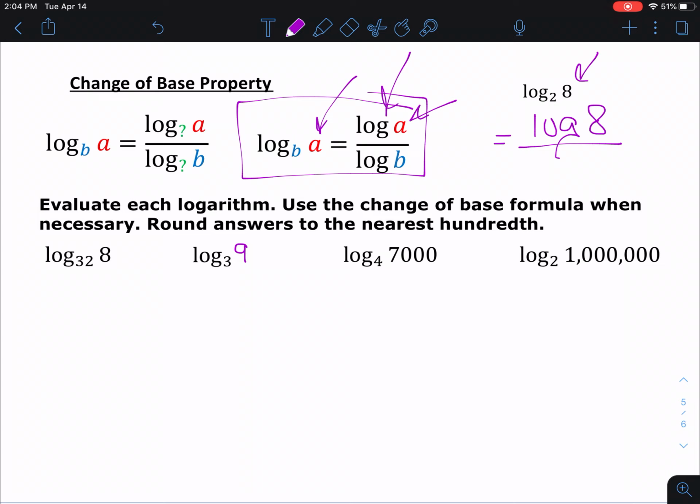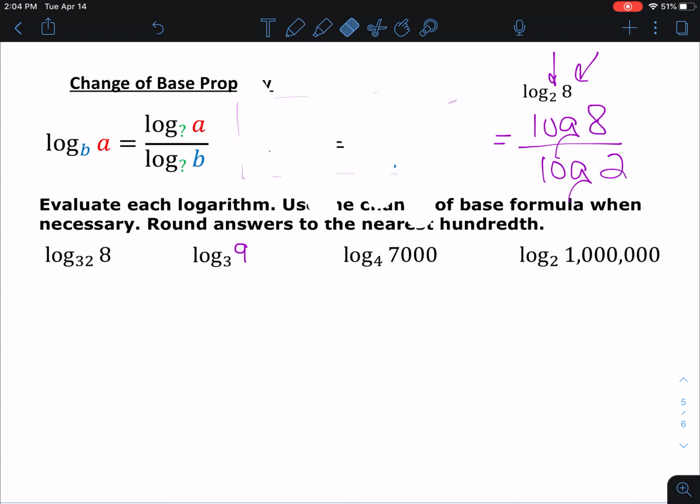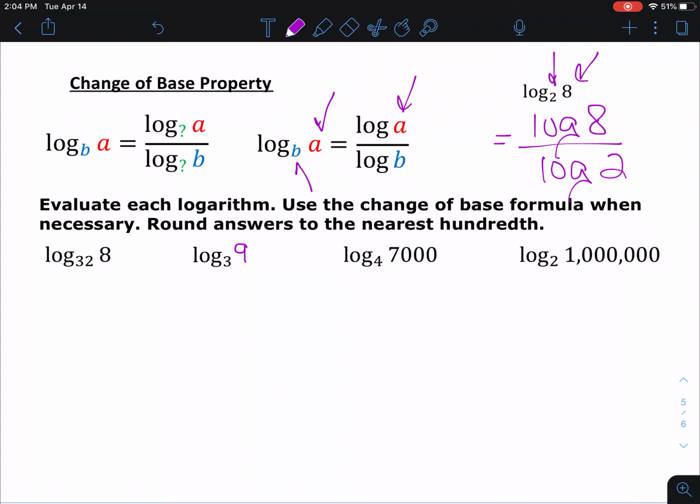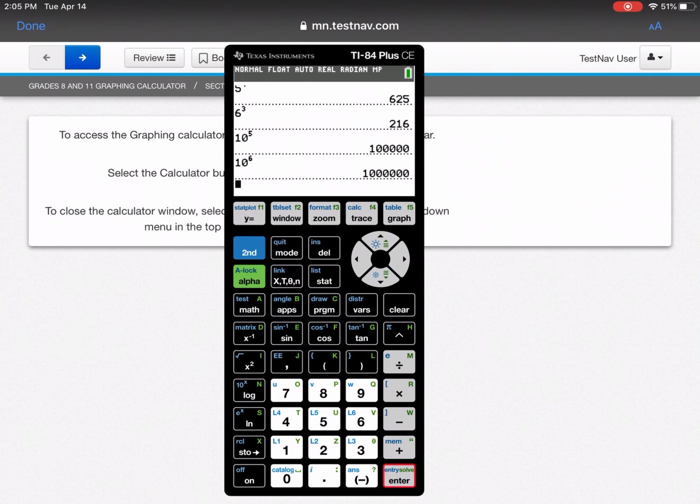Over log b, my b in this case is 2. So over log 2. Now this might be a little confusing, so let's go back. Really what you want to think about is this bigger number goes on top. It's written a little bit bigger. The base is always on the bottom when you rewrite it as change of base. And then you're just going to type this into your calculator. Log 8 divided by log 2. So you would do that on your calculator to see what we've got.